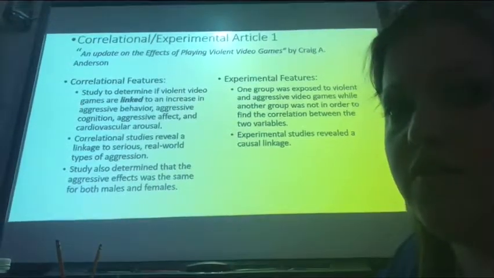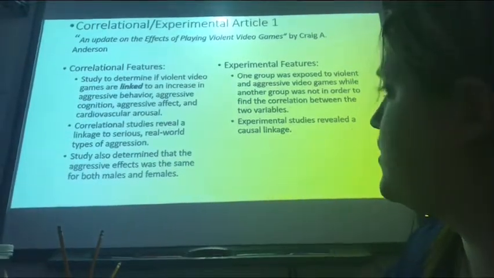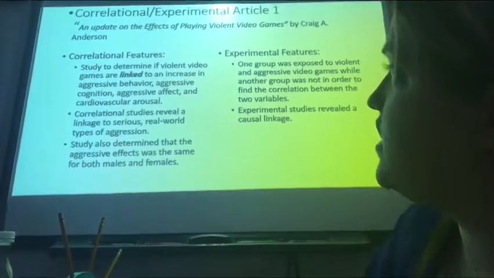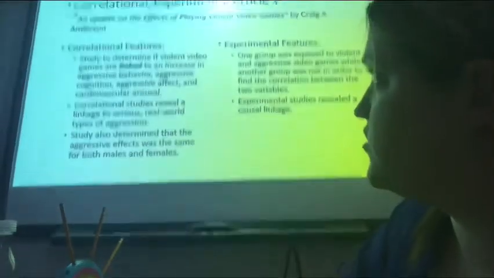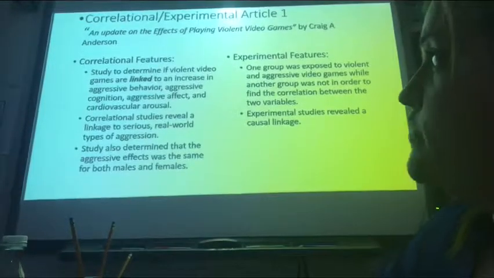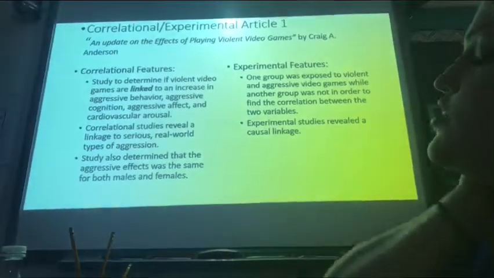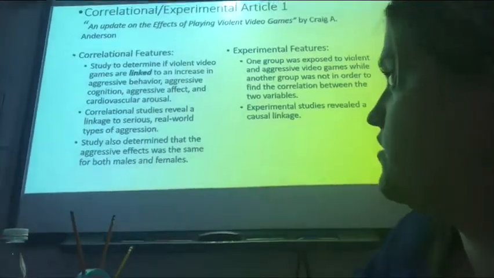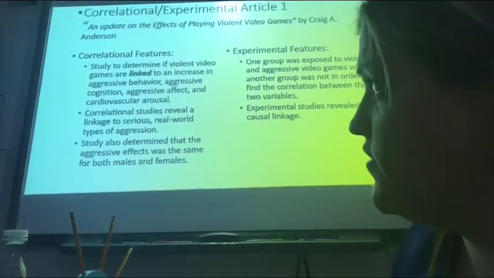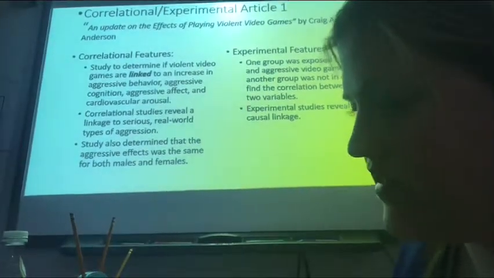So I chose two articles, and both articles did have correlational and experimental features, since it is a correlational and experimental research design. The first article is an update on the effects of playing violent video games by Craig Anderson. I did list the correlational features. It was a study to determine if violent games are linked, and I put linked in bold, to an increase in aggressive behavior and aggressive cognition, an aggressive effect, and cardiovascular arousal. The correlational studies reveal a linkage to serious, real-world types of aggression, so you can do this type of research in a real-world setting, not necessarily a laboratory.